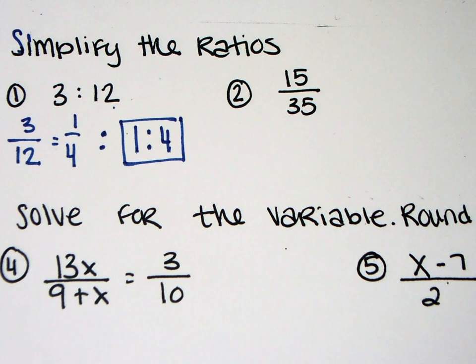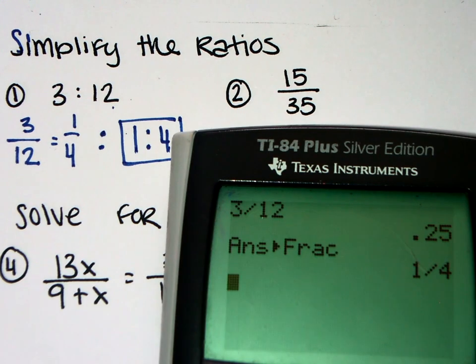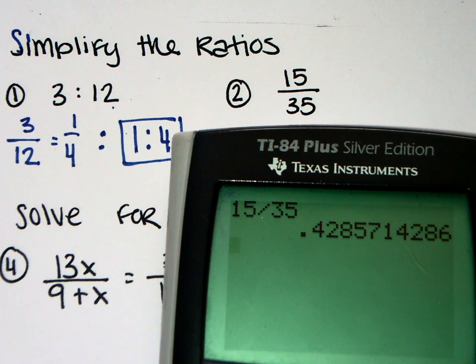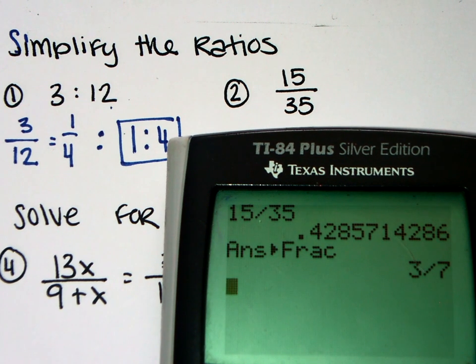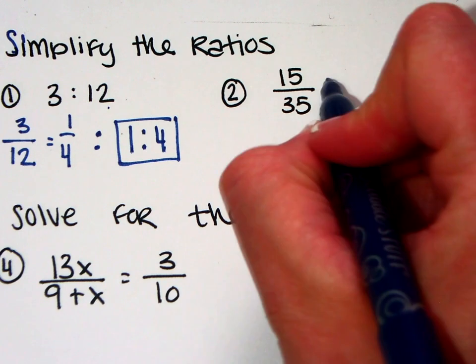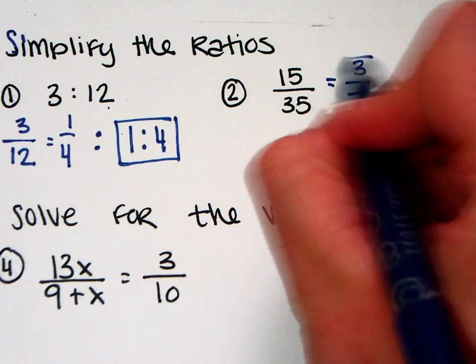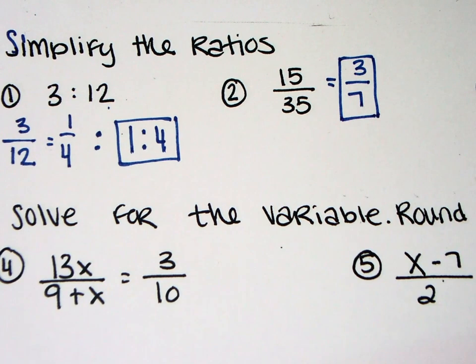Okay, let's try the next one. This is already in a fraction form, so I'm going to do 15 divided by 35. Gets me a crazy decimal. Math, enter, gives me 3/7. If you know how to simplify this already, you don't need a calculator unless you just want one.